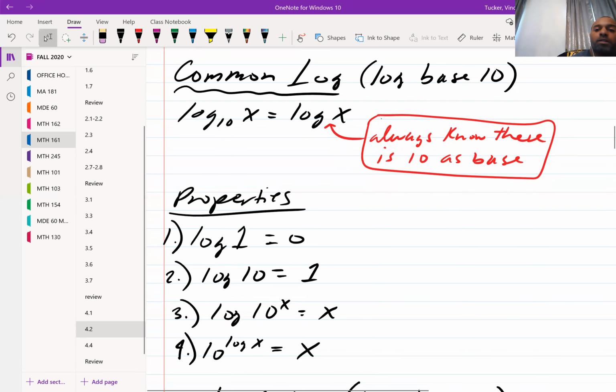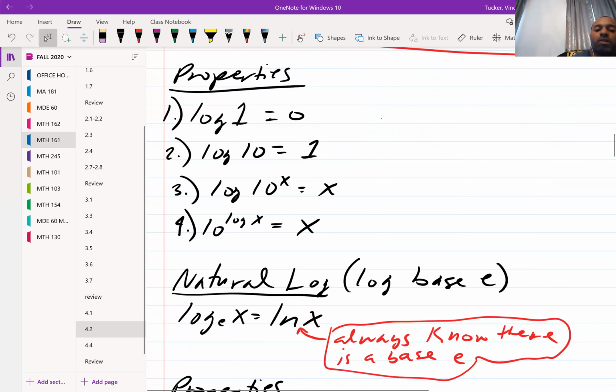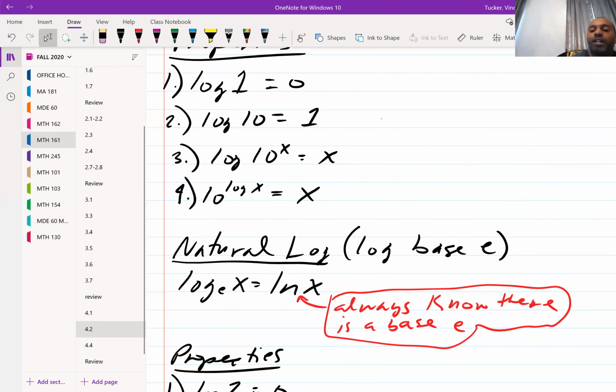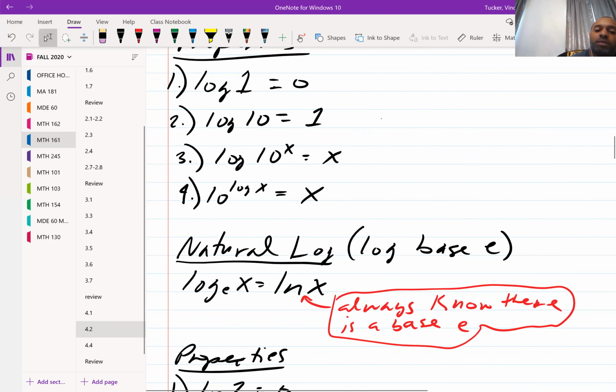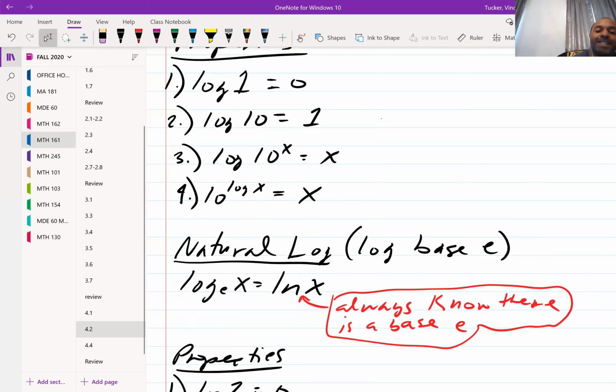All right. The next one is natural log. They go to natural exponent, natural function of e comes back up. It's natural log. So log base e of x is going to be ln of x. So when you see ln, you're always going to know, or they're going to always assume that you know, that the base is e.